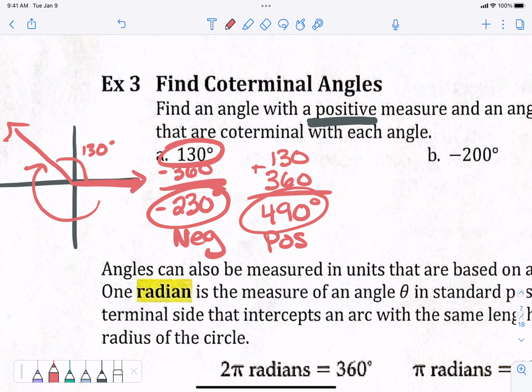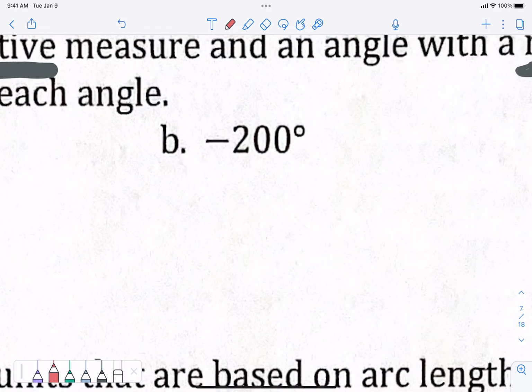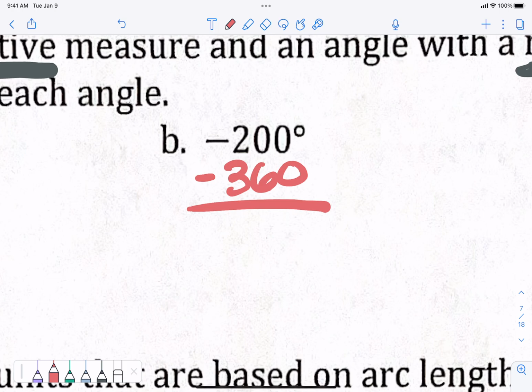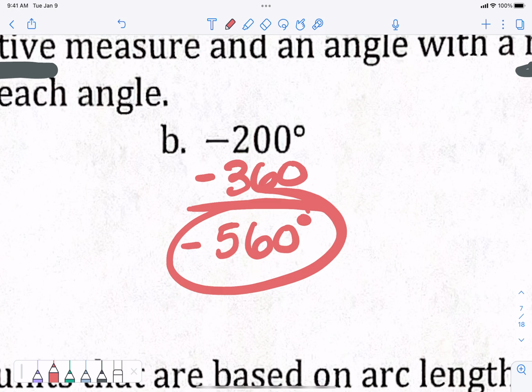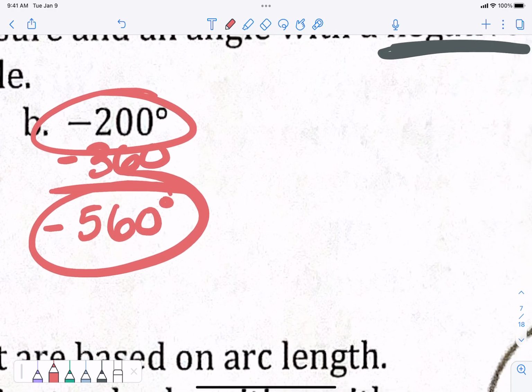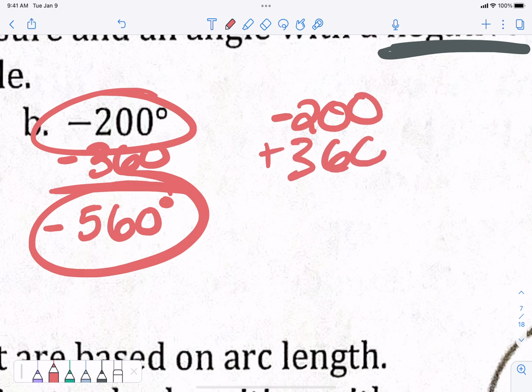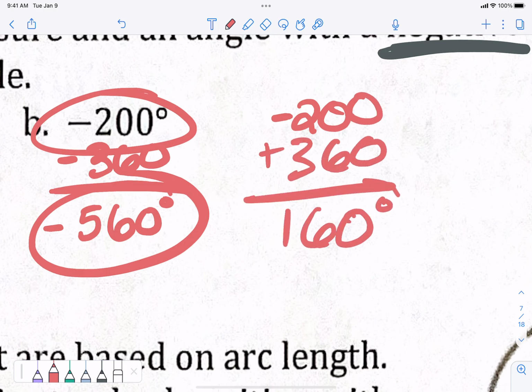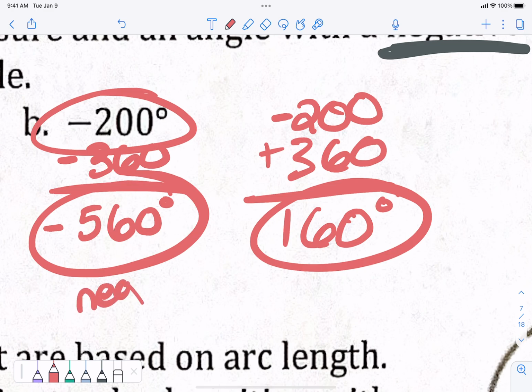All right, negative 200. If we start with negative 200, I want a negative angle, so I'm going to go back around the other direction. Let's subtract another 360. My negative angle will be negative 560 degrees. That is coterminal with negative 200. They're going to stop at the same place, just one less cycle around or one more cycle around. How do I find my positive one? Negative 200 plus 360, which is 160. 160 degrees is a positive one. So I have a negative one here and a positive one here. Happy with that?